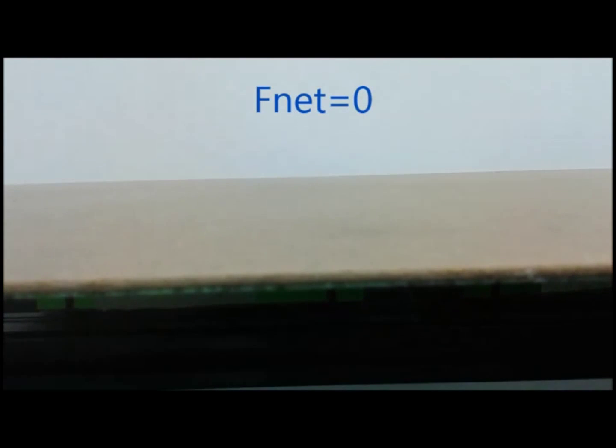Here we see an air puck on a low friction surface. As there is no net force acting on the puck, it will move at a constant velocity, depicting uniform motion. This is the law of inertia. Notice that when the puck is moving back and forth, only the direction changes and not the speed.